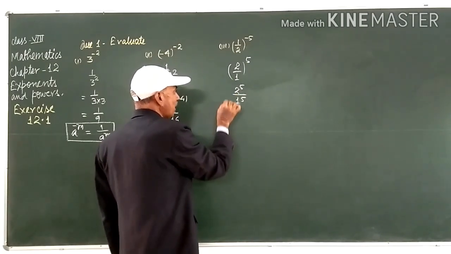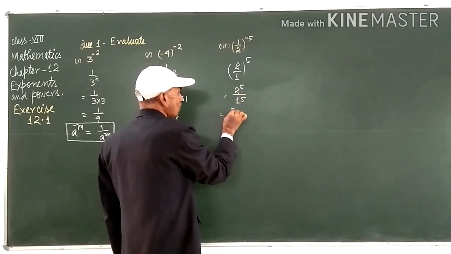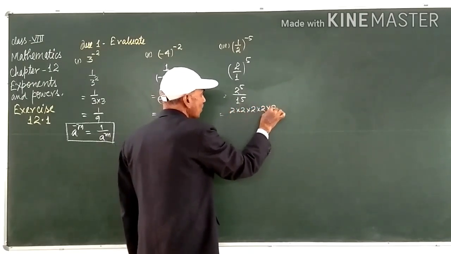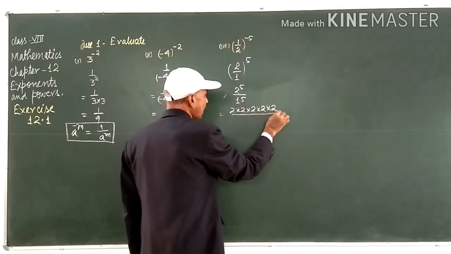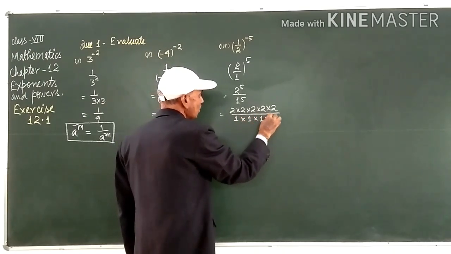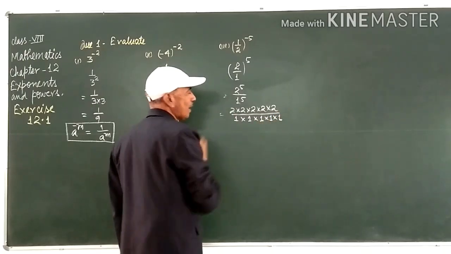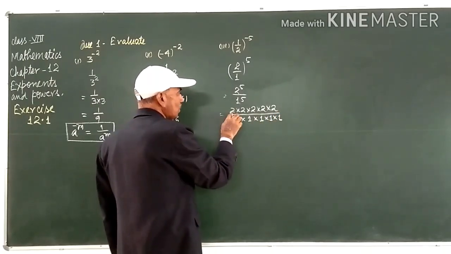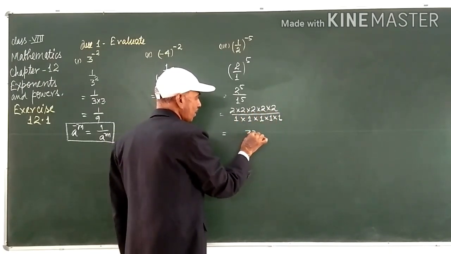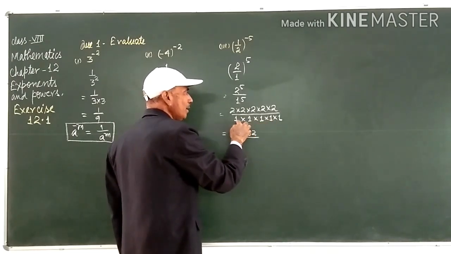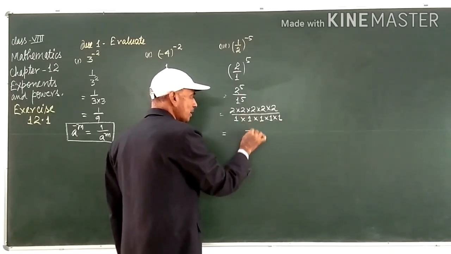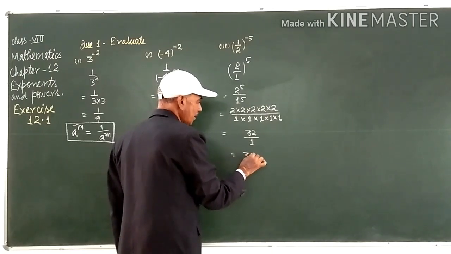It means, students, we have to write this like this: 2 into 2 into 2 into 2 into 2, 5 times, and again 1 into 1 into 1 into 1 into 1, that is also 5 times. And it will be 2 2s are 4, 2 4s are 8, 2 8s are 16, 2 16s are 32, and 1 multiplied many times, that is 1. So 32 by 1, it means 32.